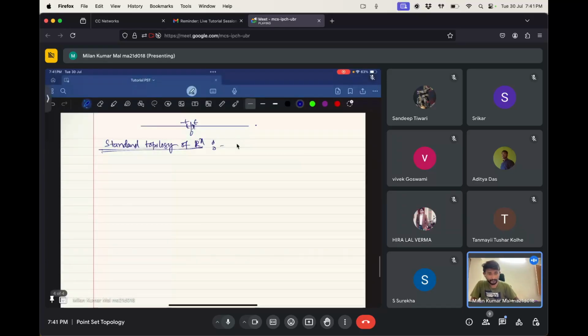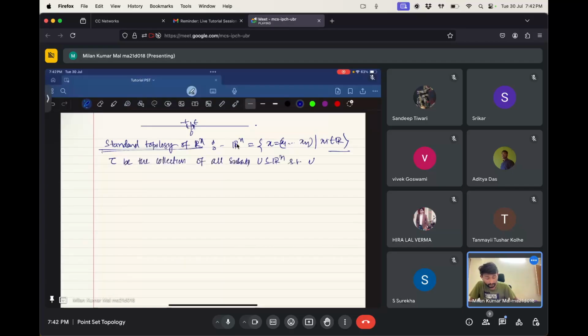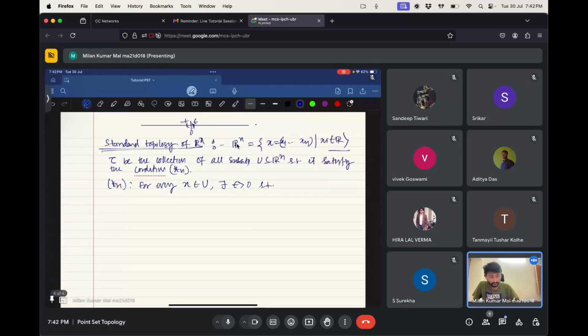Now I will say the standard topology of R to the power n, tau, is the collection of all subsets U of R to the power n such that it satisfies the condition star n. What the star n condition says, similarly, is that for every x belonging to this set U, there exists an epsilon greater than 0 such that x belongs to B epsilon of x, which is a subset of U.